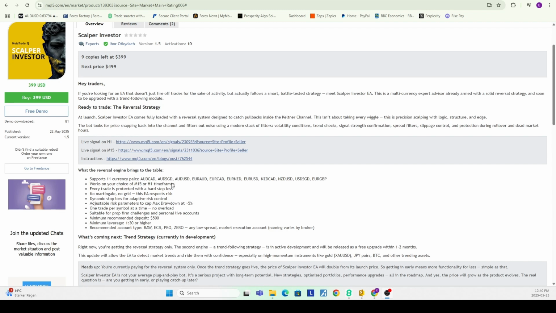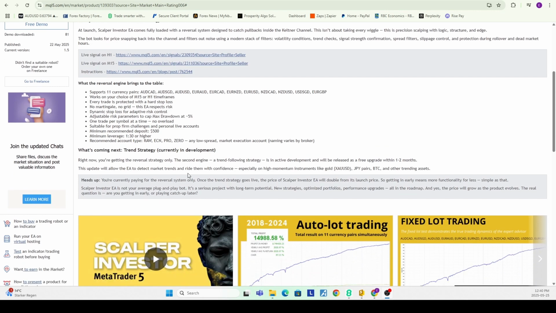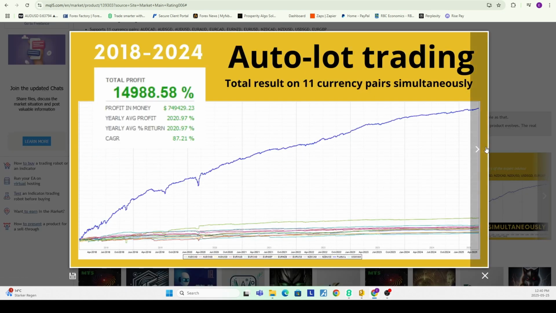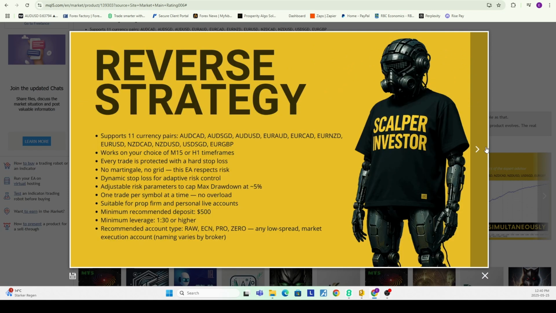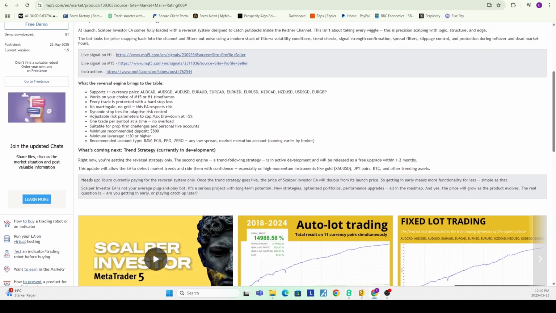And he also has a few prop firm settings as well, where you can, for instance, cap the max drawdown. I believe he's also going to be adding more of a trend following strategy to this. So I think when he does that, he will be increasing the price as well. And effectively, he's showing that you're able to run a variety of different pairs with this EA, and that can help you have more of a diversified portfolio.